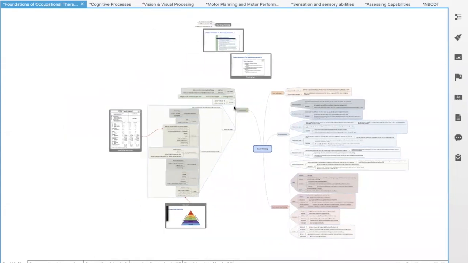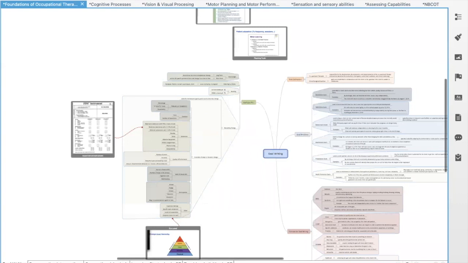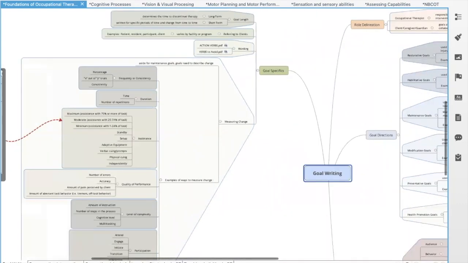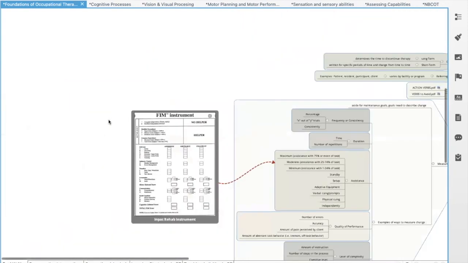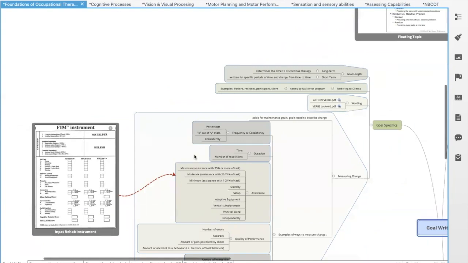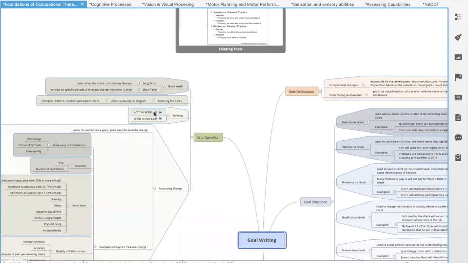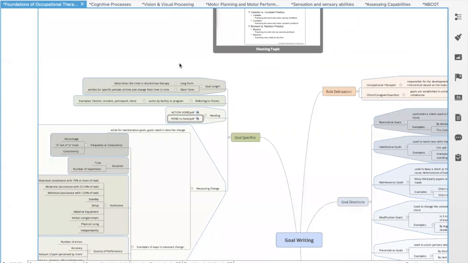As much as I am a visual person, I also like that Xmind allows you to insert PDFs into your concept maps because sometimes I need some further explanation. So here you'll see that I added in the FIM score. I added in a few PDFs as far as action verbs and verbs to avoid, and these will just pop up here. So verbs to avoid, some action verbs.